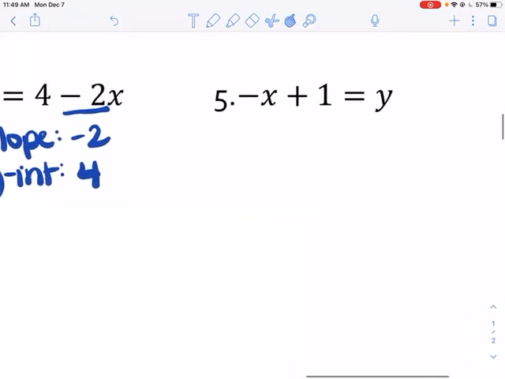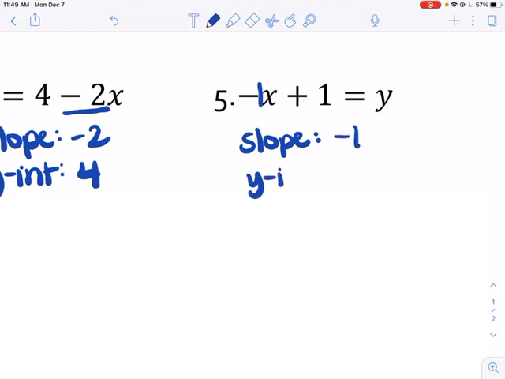Okay. On this one, my y is on the opposite side. Hopefully that doesn't throw you for a loop, because you can swap the sides of the equal sign. That's fine. Our number in front of the x is, well, it's not there, but if there's no coefficient, then it should automatically be a 1. So this will be -1. And our y-intercept, the number that's alone, is just 1.